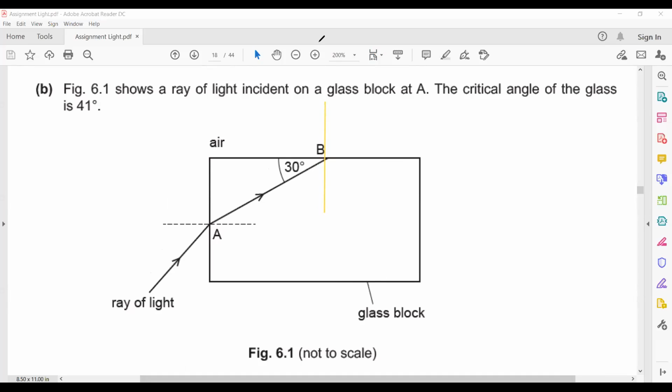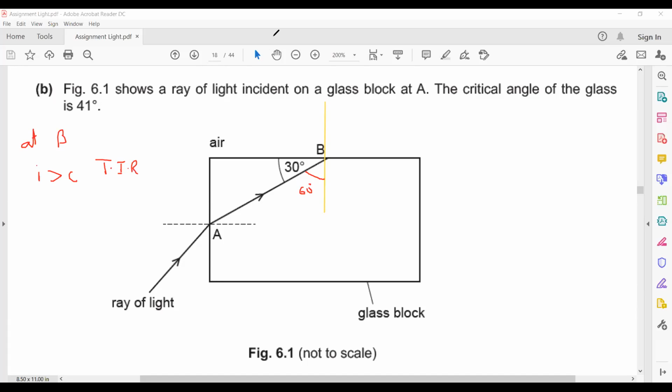The angle of incidence will be 60 degrees. So if the angle of incidence is 60 at B, because the angle of incidence is more than the critical angle, then what will we observe? Total internal reflection. Total internal reflection.